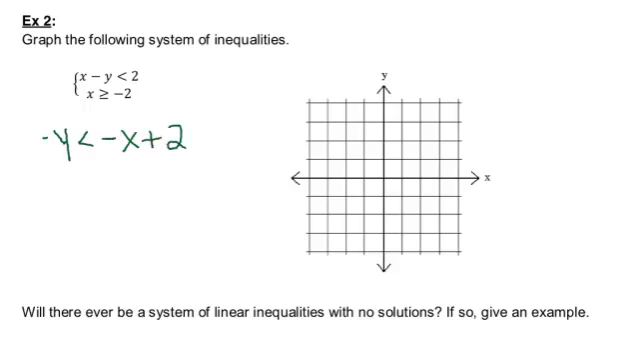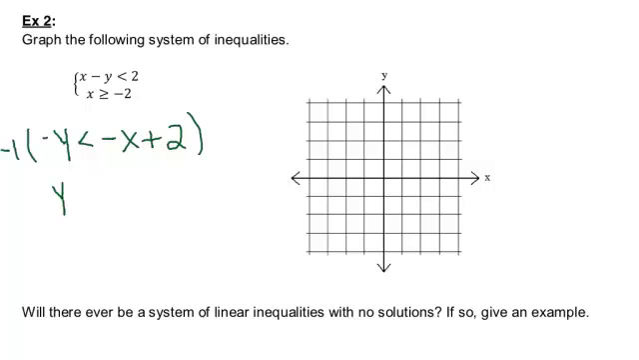Now this is a -y and we want a positive y, so we're going to multiply everything by a -1, so this will make y positive. Remember, whenever we multiply by a negative, we have to switch our symbol. So this becomes greater than, our x becomes positive, and 2 becomes a minus 2.